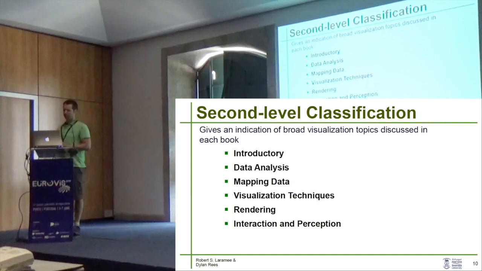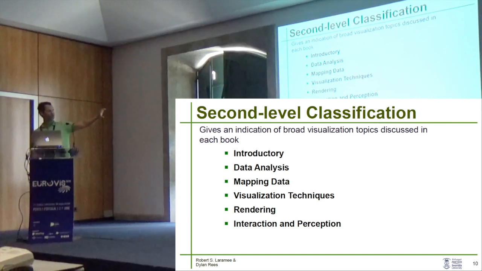The other dimension, we're going to show the table, but the other dimension is based on the subject area and what is discussed in the books. Every book has an introductory chapter, so there's introductory material in every book. And then we have other common themes that occur throughout the books, like data analysis, mapping data, visualization techniques, rendering, interaction and perception. And this hopefully looks familiar to you. You could think of that in terms of the Viz pipeline, the visualization pipeline.